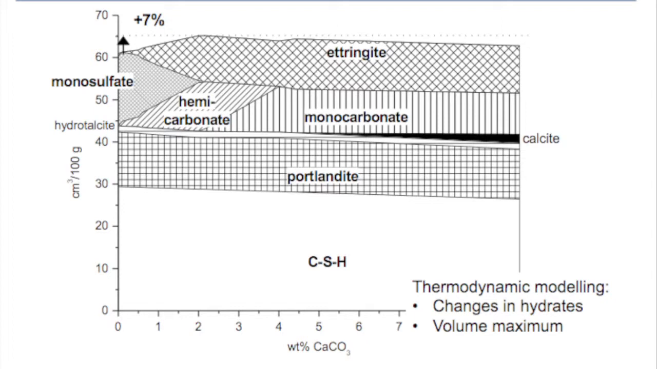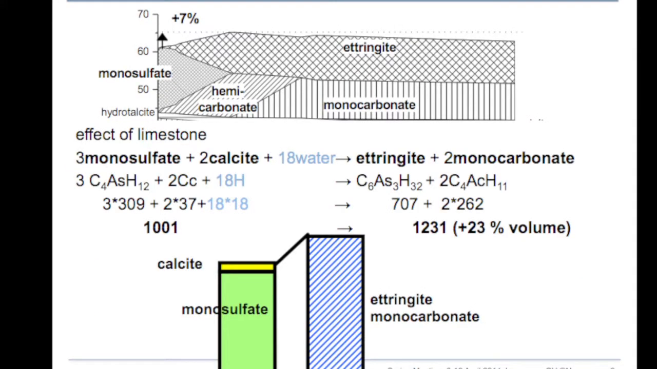Now, why do we have this maximum? It's because the formation of ettringite and monocarbonate is thermodynamically more stable than the presence of monosulfate and calcite. So, provided it has sufficient time and sufficient water, our system will always move to this side. I plotted here the volume fraction of these phases: 3 monosulfate and 2 calcite, converted to ettringite and 2 monocarbonate. And you can see a volume difference of actually 23%, and this volume difference can be beneficial.